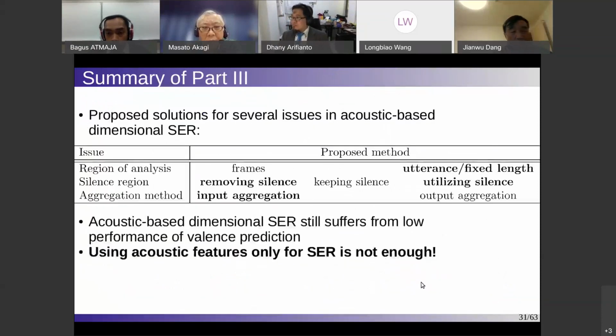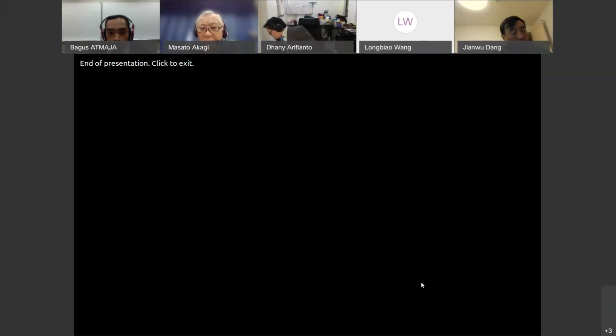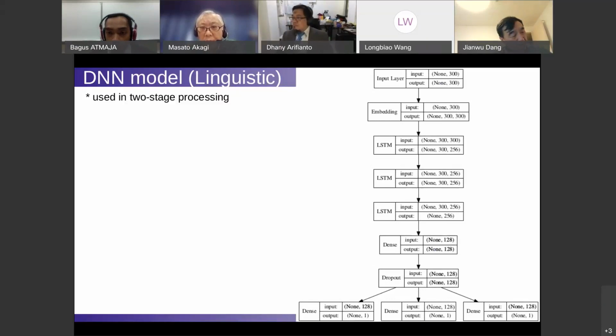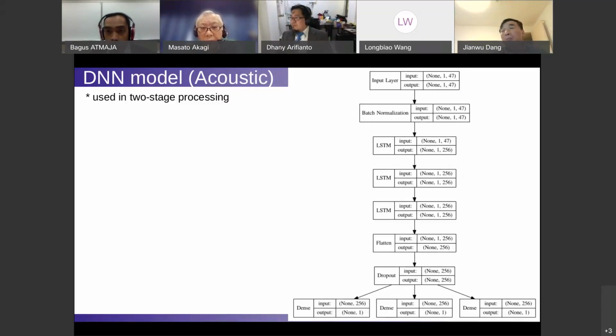So I show you my last two slides. That's the one for GNN. For both acoustic and linguistic, I use similar LSTM networks here, because acoustic is temporal data. Usually we use LSTM for temporal data, while CNN for image-like data.